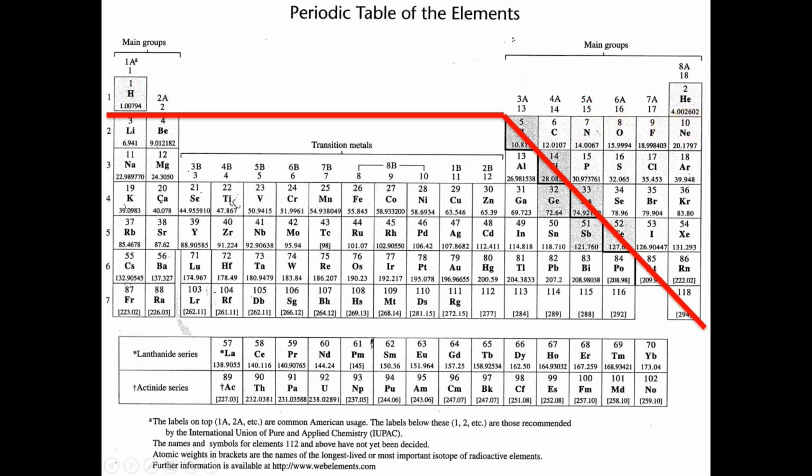The most common nonmetals we'll deal with in this course are hydrogen, carbon, nitrogen, oxygen, the halogens, fluorine, chlorine, bromine, and iodine, phosphorus, and sulfur. These dark shaded elements along the stair step here are called metalloids, and it will not be very frequently that we will be talking about metalloids.